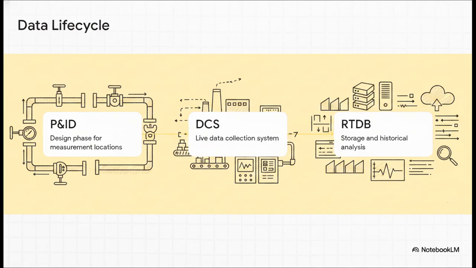First, it starts with the P&ID in the design phase. Second, it moves to the DCS for live collection. And finally, it rests in the RTDB for storage and historical analysis. If you want accurate costs, you absolutely must have integrity across all three of these steps. Let's break them down real quick.